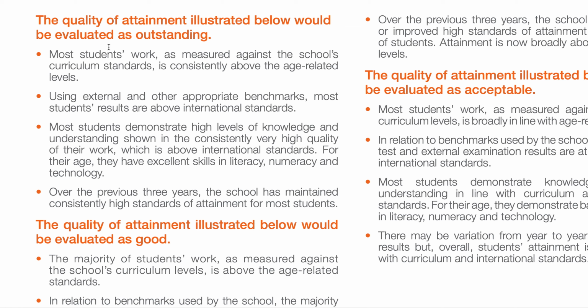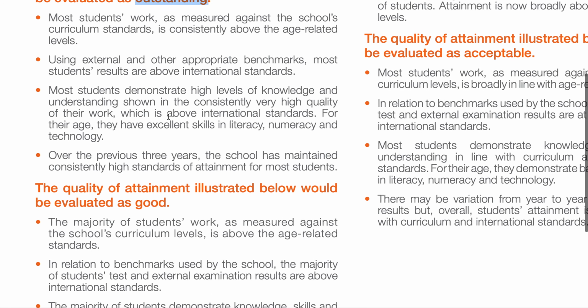So in here, they are giving you an idea about the quality of attainment illustrated below that would be evaluated as outstanding. These are the observations. So how can I evaluate my performance? If you read these paragraphs, it will give you a very detailed idea about what you should see in a classroom, what you are expecting in the classroom. So in here, most students' work as measured against the school's curriculum standards is consistently above the age-related levels. Using external and other appropriate benchmarks, most students' results are above the international standards. Most students, again, it is really important to look at the quantitative descriptors. Most students demonstrate high levels of knowledge and understanding shown in the consistently very high quality of their work.